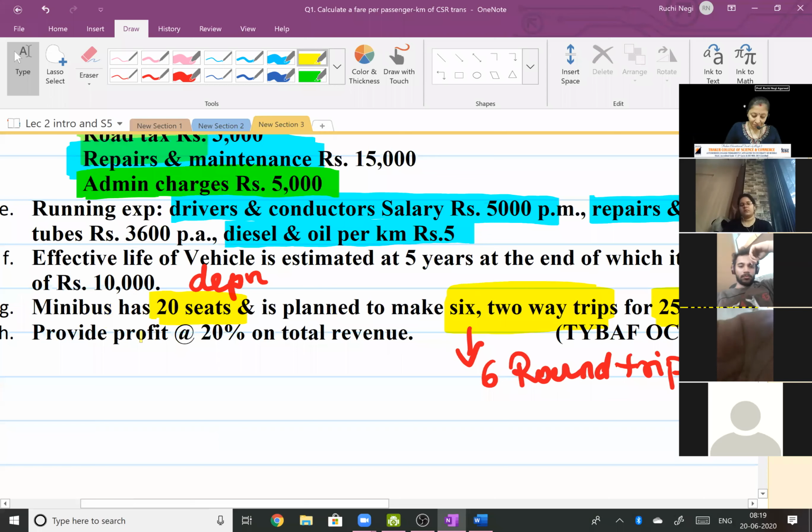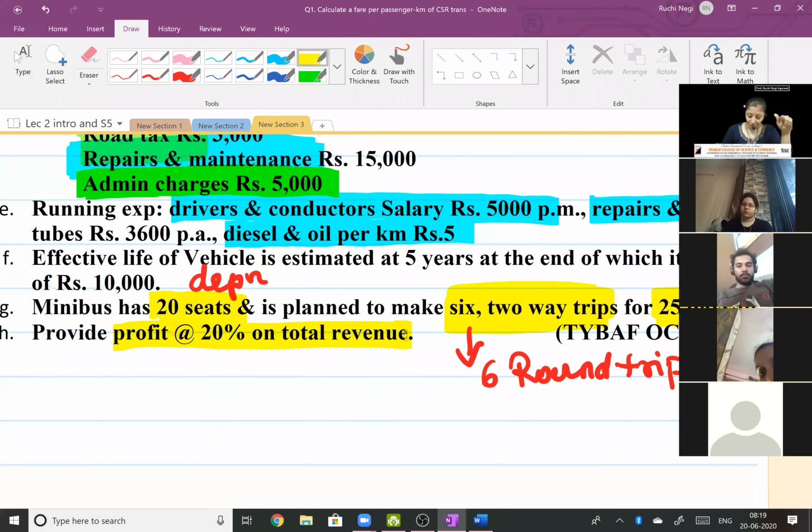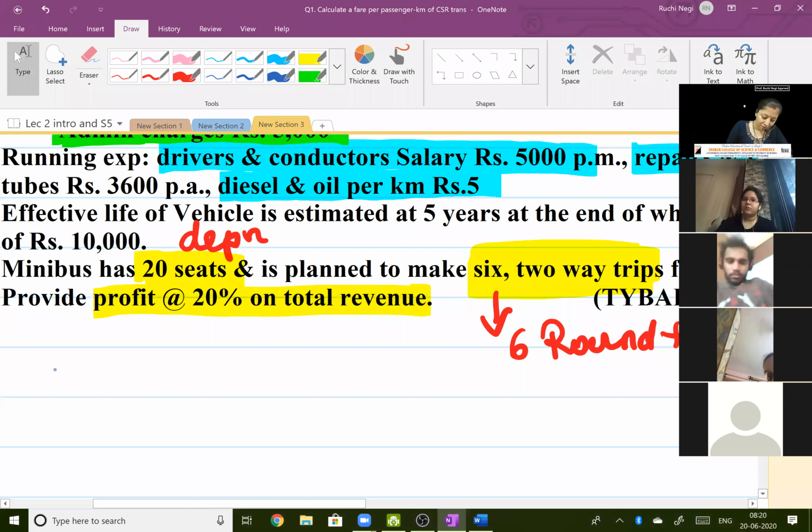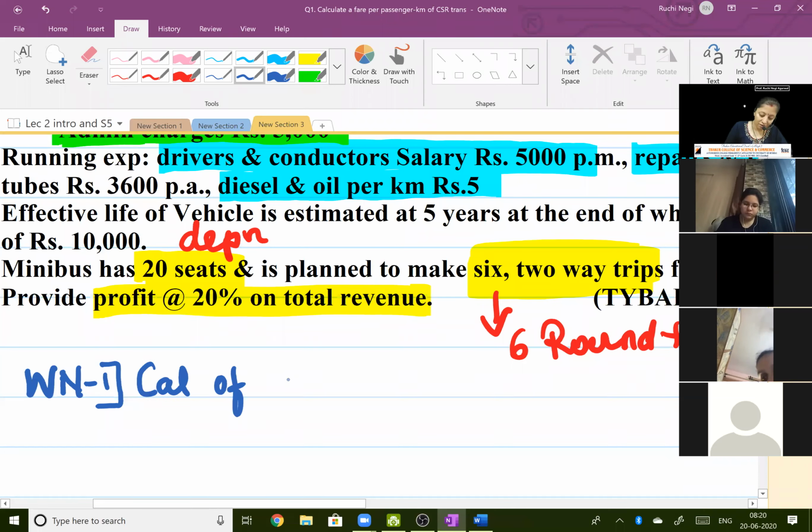Then profit percentage is given, 20% on total revenue. The sum we did yesterday was on cost. Today the sum which we are going to do is on revenue. Fine, so let us begin with our working note. Start writing it along with me. Working note number 1: calculation of passenger kilometer.